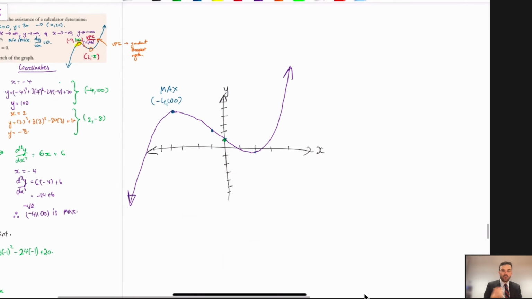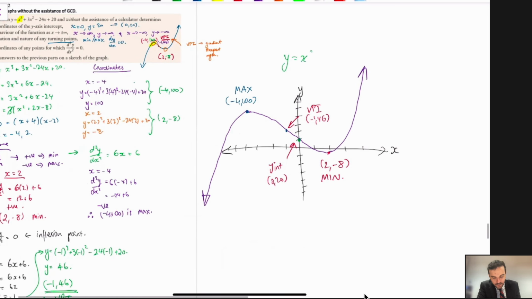Now, if you had a grid or something like that, you might make a better attempt at that. And I'm just going to put those coordinates in. So our min. Here we've got our VPI, and that's at negative 1, 46. And then here I've got my y-int, and that's at 0, 20. And then we can write the function here. Y is equal to x cubed plus 3x squared, take 24x plus 20. So there we go, we've completed that question.